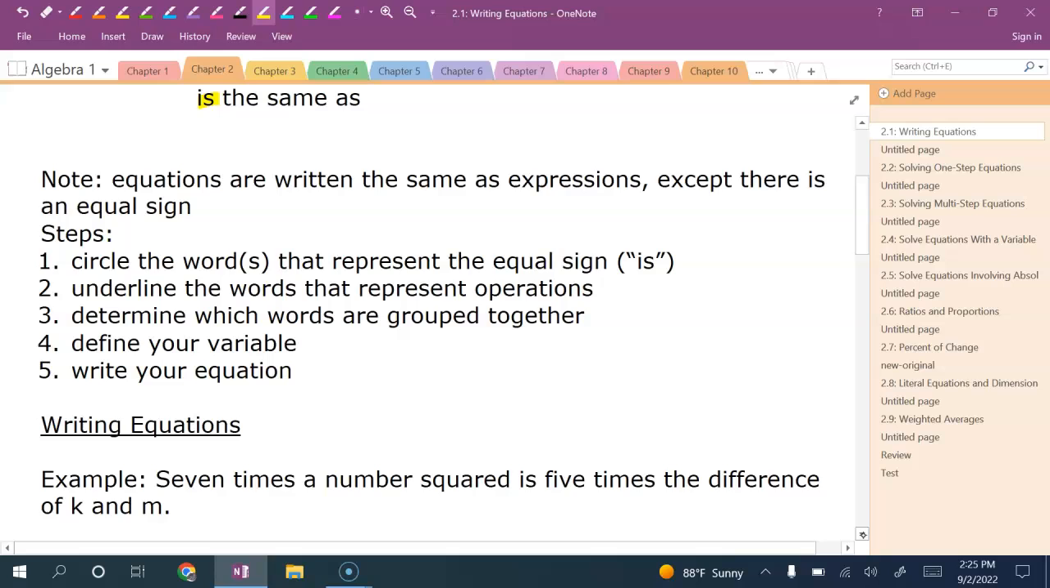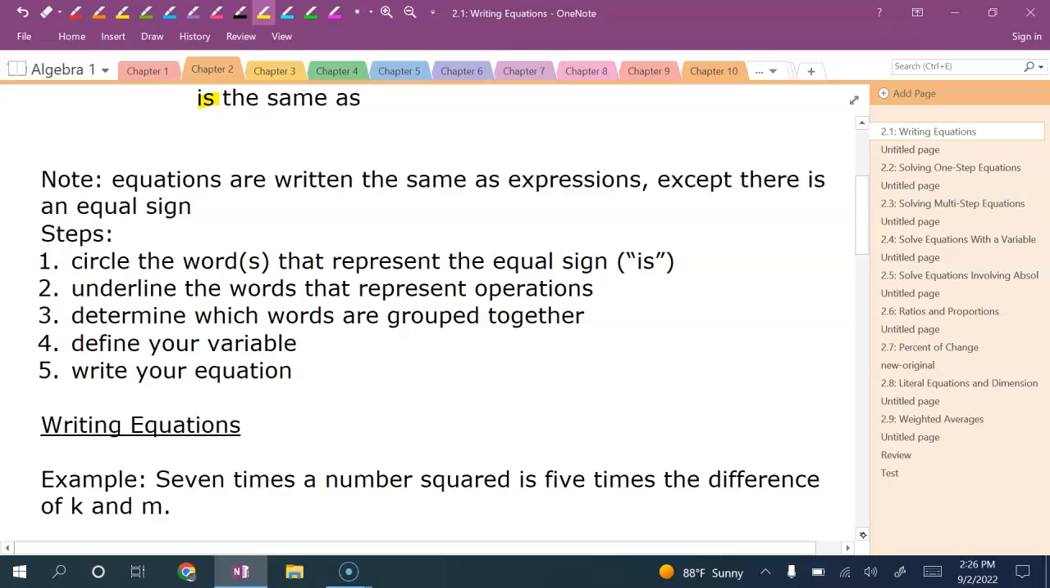So some steps to follow would be to circle the words or highlight the words, something so that you know where the equal sign is going to be. And that's when you want to look for that keyword is. Then you want to start looking for words that represent operations. And we talked about a lot of those in chapter 1. So look for words like product, quotient, sum, less than, the difference of, those kinds of key phrases that we talked about in chapter 1 that represent addition, subtraction, multiplication, and division.